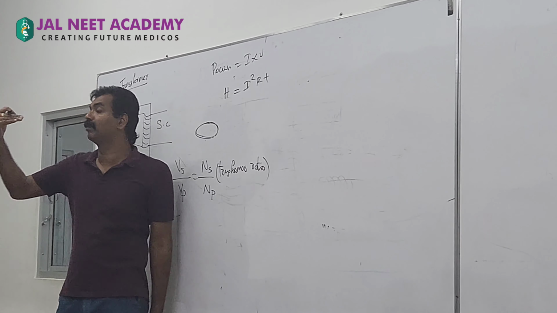In a step up transformer, the number of turns in the secondary will be more than the number of turns in the primary. In a step down transformer, the number of turns in the secondary will be less than the number of turns in the primary.